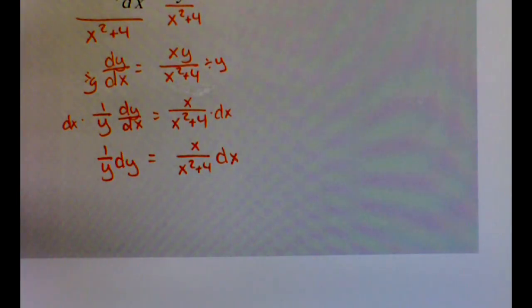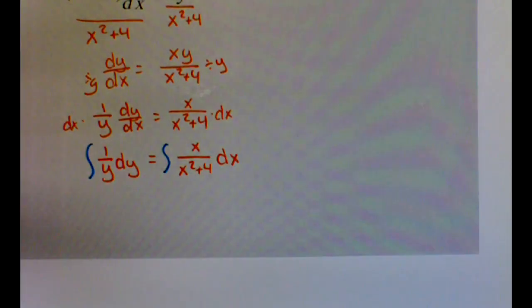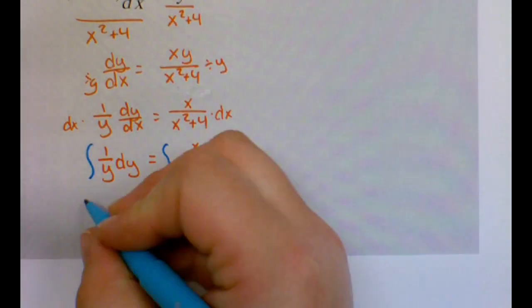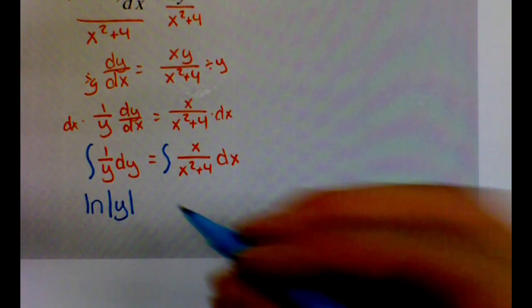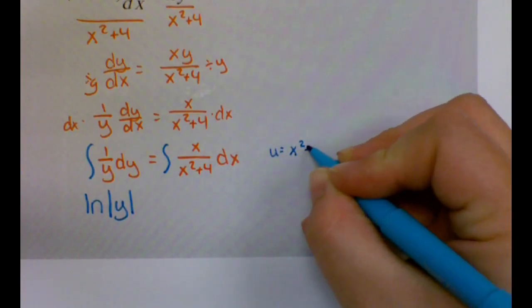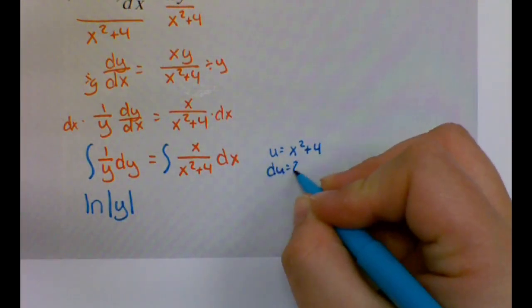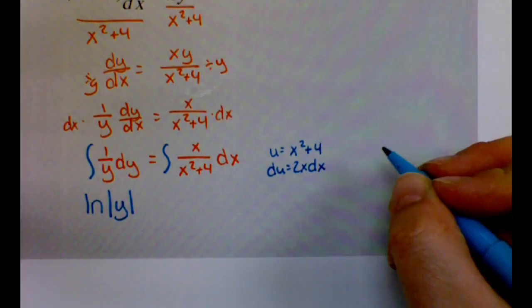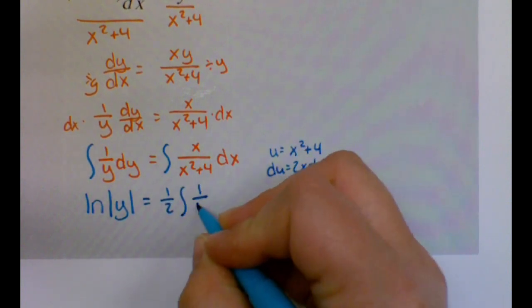And now is the point where I'm actually going to do the calculus portion. I'm going to find the indefinite integral. Well, the antiderivative of 1 over y is ln of the absolute value of y. For the x's, we have to get a little creative. We have to use u substitution. If u is x squared plus 4, then du is 2x dx, which means we'll stick a 1/2 out front, antiderivative of 1 over u du.